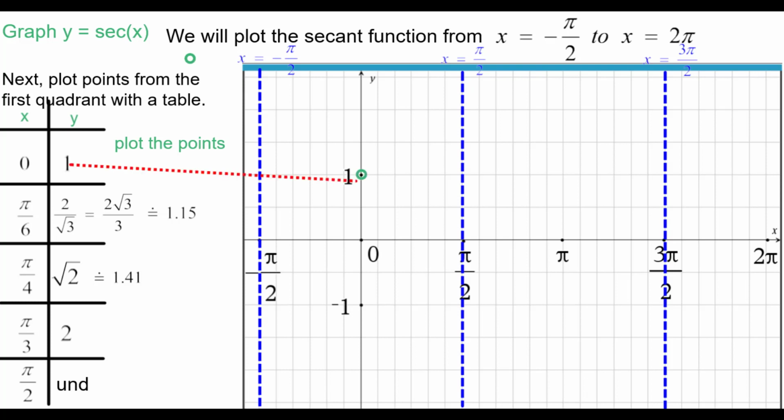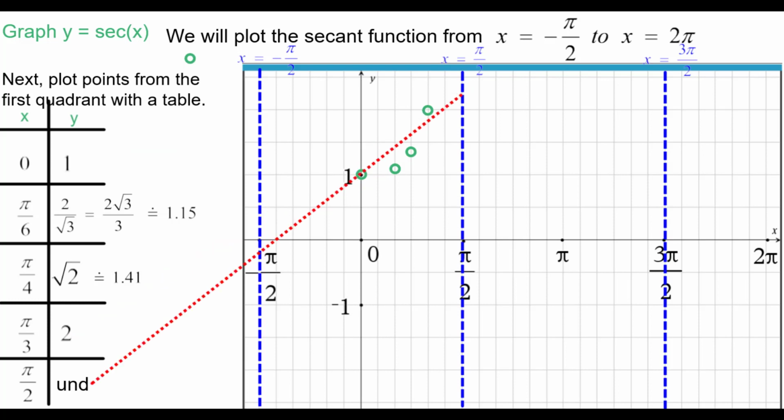Starting with 0, 1. Our markings are pi over 12, so I'll go over 2 pi over 12 and up 1.15 for pi over 6. To the right, 3 pi over 12 for pi over 4 and up about 1.4. 4 pi over 12 is pi over 3, up exactly at 2. And of course at pi over 2 it's undefined.